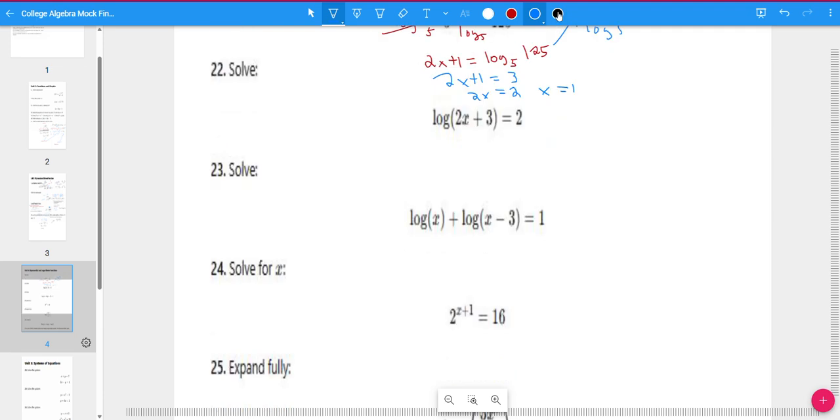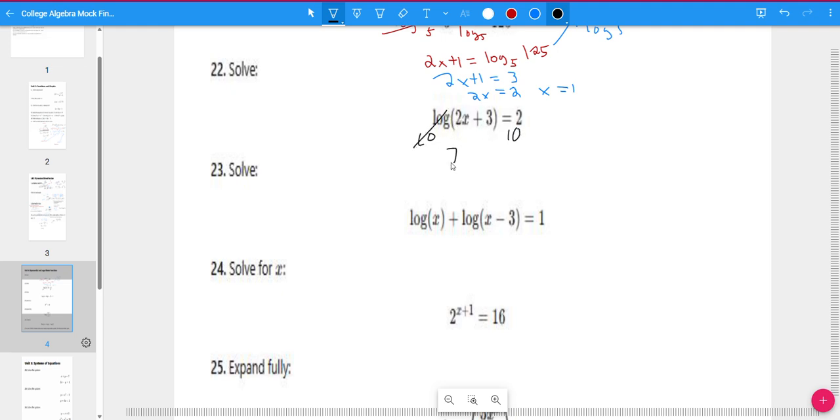Now, to do this kind of problem, number 22, if I just have one single log on a side, notice I have log equals some number. So log equals 2. Well, the way I do that is to get rid of the log. Remember, if it's log, it's base 10. So I do 10 as a base on both sides. So this is basically saying 10 to the log power.